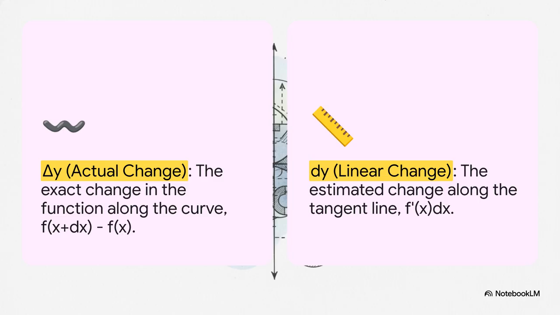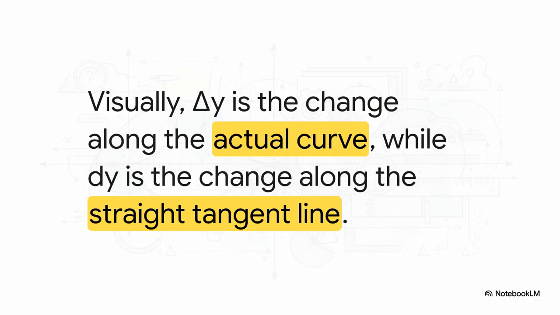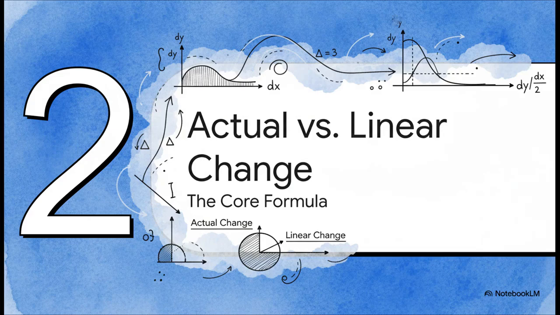And here's a fantastic way to picture it. Imagine you're walking up a curved hill. The actual change in your height, that's delta y. Now imagine that at some point you just decide to keep walking straight ahead on a path that's tangent to the hill. The change in your height along that straight path, that's dy, the differential. And here's the magic. When you take just a tiny step, those two values are incredibly close, almost the same. So, right, we've got the actual change versus this easy linear guess.